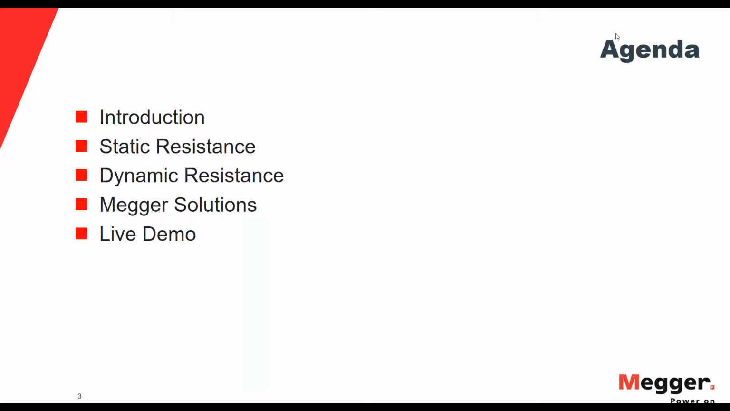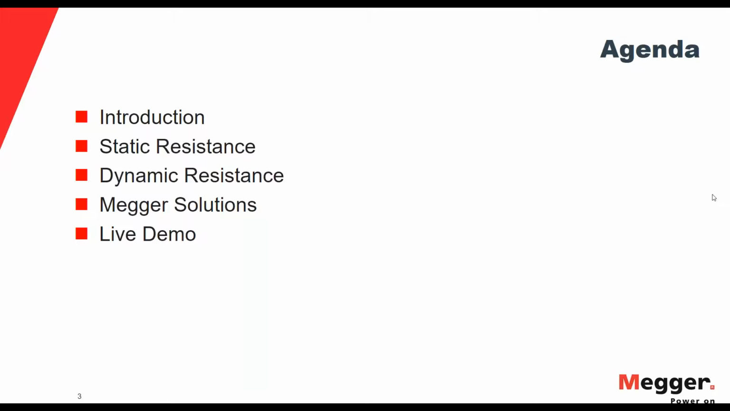So first I'm going to give you some introduction about our contact types in HV circuit breaker. Since we are doing resistance measurement, the contacts are the most important thing about that. Then we are going to talk about static resistance. What does it mean and how do we accomplish that test? After that, dynamic resistance. Then we will go through some of the Megger solutions. At the end, I will open my live camera and do an actual measurement for you on a circuit breaker that we have here.